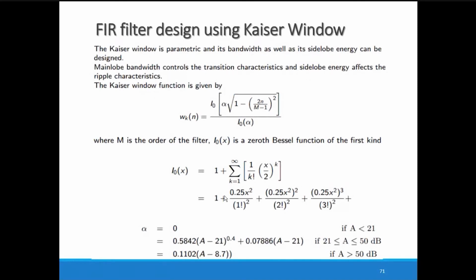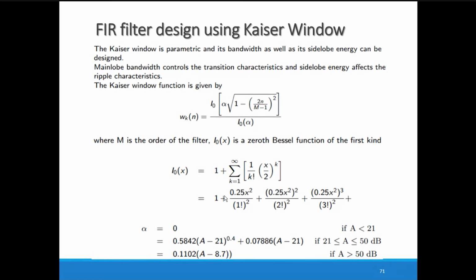So using Kaiser window, how are we able to design the filters? The Kaiser window is parametric, and its bandwidth as well as its side lobe energy can be designed. Compared to other window designs, what is the advantage of the Kaiser window? In this, you are able to calculate the bandwidth and its side lobe energy. So you are able to control both parameters: the bandwidth of the Kaiser window and how much side lobe energy you require.